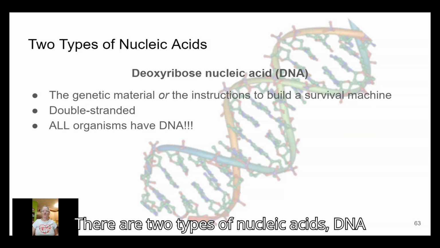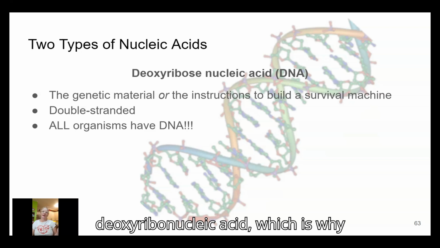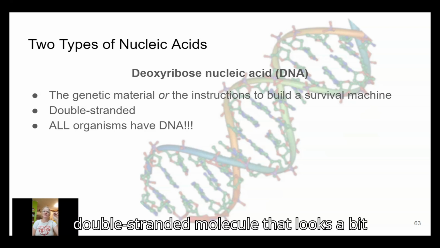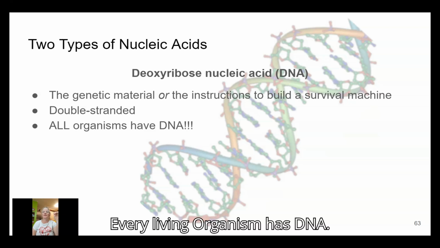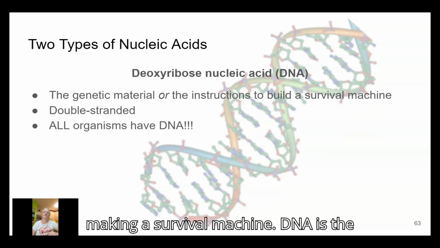There are two types of nucleic acids, DNA and RNA. DNA's full name is deoxyribose nucleic acid, which is why we call it DNA. This is a double-stranded molecule that looks a bit like a twisted spiral staircase. Every living organism has DNA. That's one of the four features of all cells. DNA is the recipe for making a survival machine.